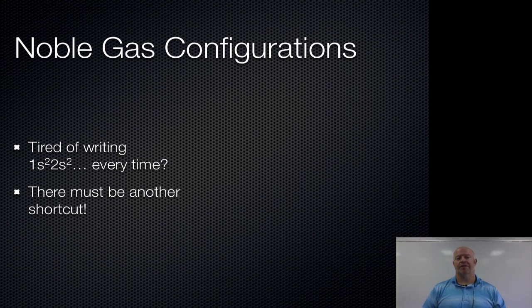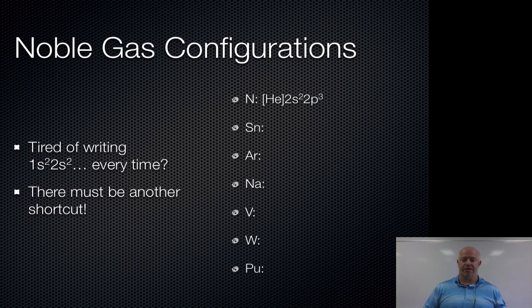What we do is we basically use the noble gases as a benchmark or a stopping point. Instead of writing out the entire configuration, we start with the normal configuration and then break it down to the noble gas. So let's use tin as our next example here that we see on the screen. So here we go to the board.